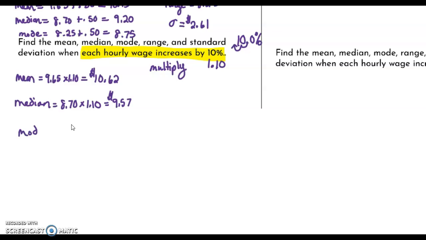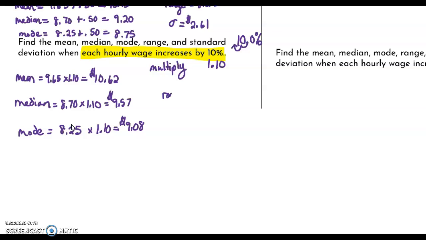Now the mode, the original mode was $8.25. It was the one that occurs the most. If you're timesing them all by 10%, it's still the mode. It's just 10% higher. And you get 9.08. So the new mode is $9.08.